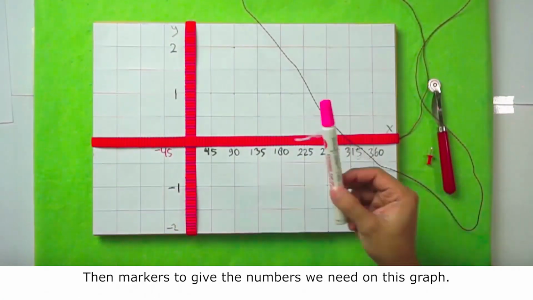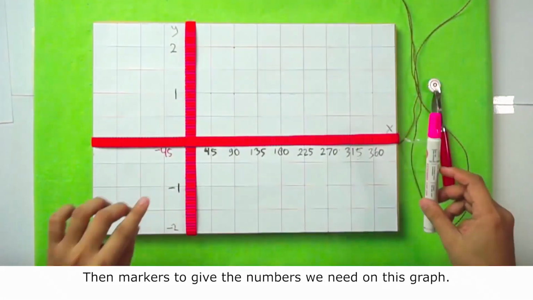Then markers to give the numbers we need on this graph.